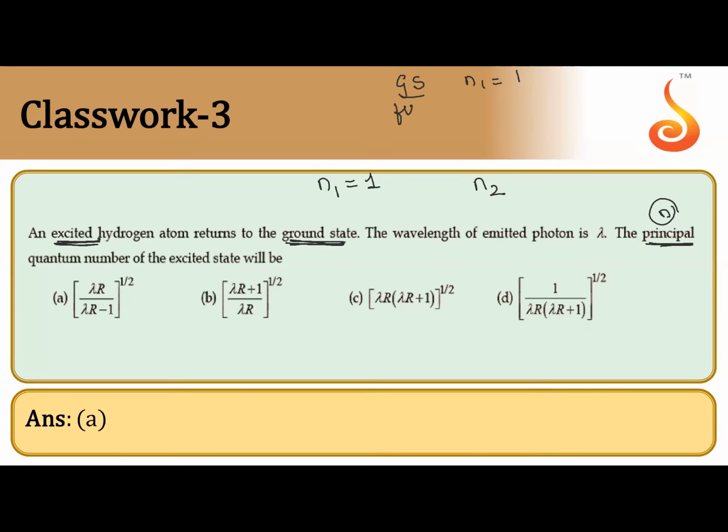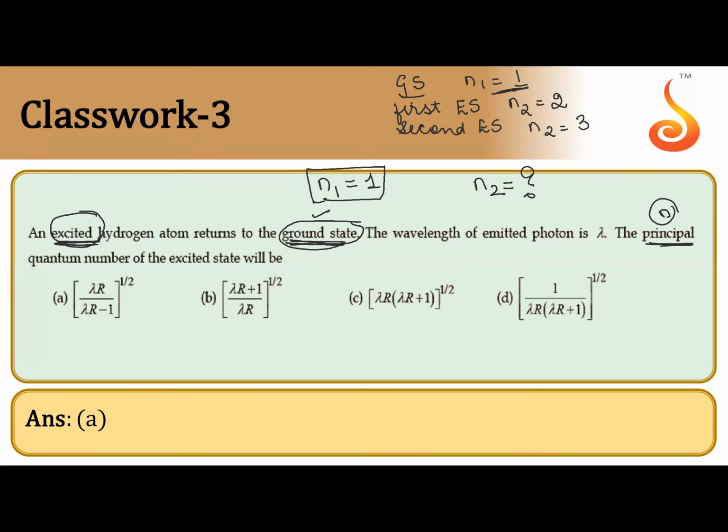If they give you a clue saying first excited state, meaning n2, the next level, will be 2. If they say second excited state, that means n2 will be 3. After ground state, 2 more. That's what they mean. The reference is with ground state. Here the question does not mention which excited state. They're just saying excited hydrogen atom returns. But ground state they have told, so N1 we know, N2 is what we have to find out.